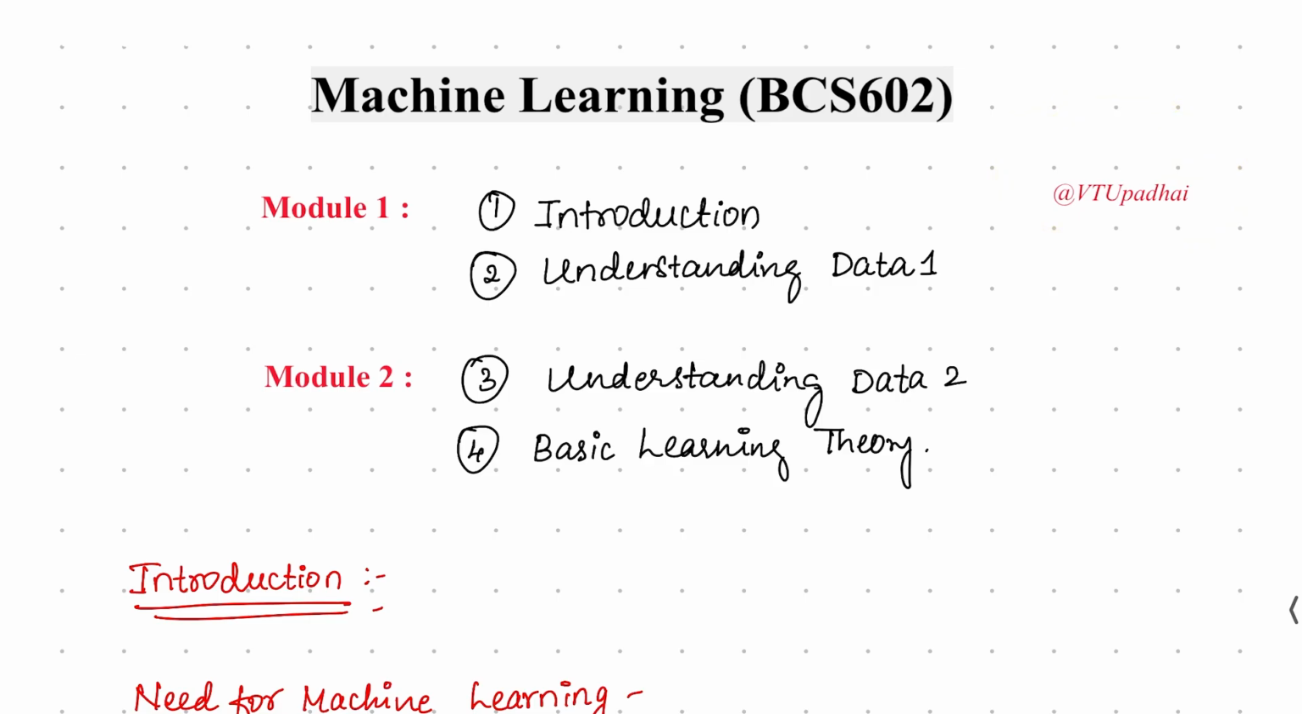So let's get started. In module 1, we have two parts. The first chapter is introduction and the second chapter is understanding data, first part. Then in module 2, we have understanding data, the second part, and basic learning theory. So now let's get started with the introduction.